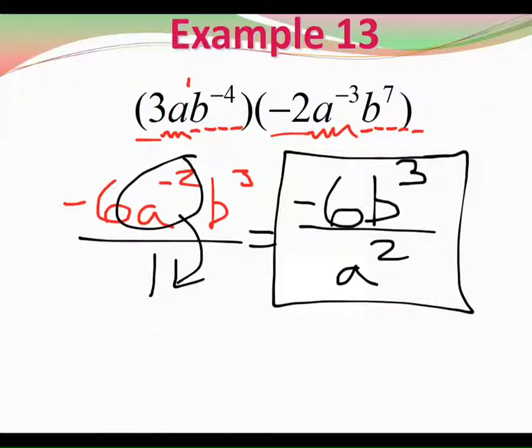Because the negative 6 can stay up there, can't it? Right, the negative 6 can stay up there. We're okay with negative integers. We are not okay with negative exponents.